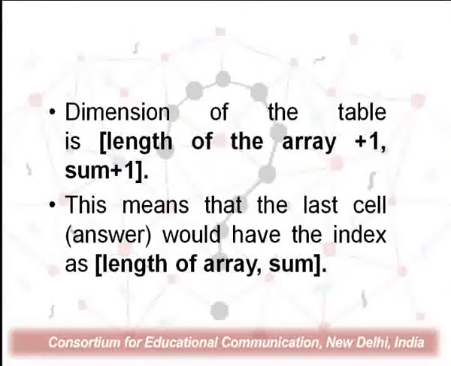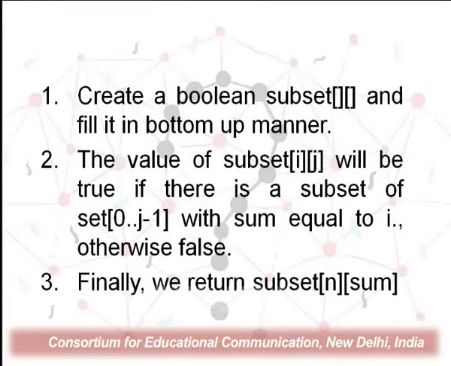So coming to the answer, where we are going to find whether this subset sum is possible, yes or no, we will get this in the last cell. So the last cell of our table will have the index length of array comma sum, and if that is true, that means the subset sum is possible, else the subset sum is not possible.